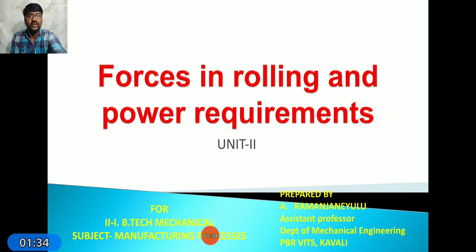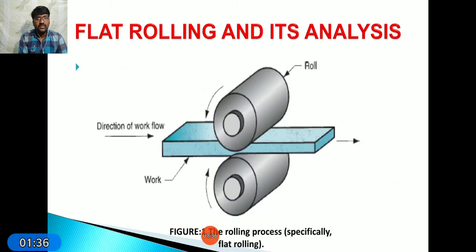Coming to the introduction, figure 1 indicates the rolling process. Here we consider a flat rolling process for analysis of force and power requirements. Observe that it consists of two rollers, an upper roller and a bottom roller. In between these two rollers we send a workpiece for rolling, and its thickness is reduced by passing between the two rollers. Due to this the thickness decreases, and at the same time the length of the workpiece increases. Like that the rolling process is carried out.